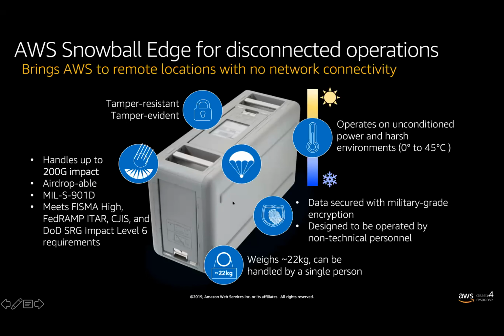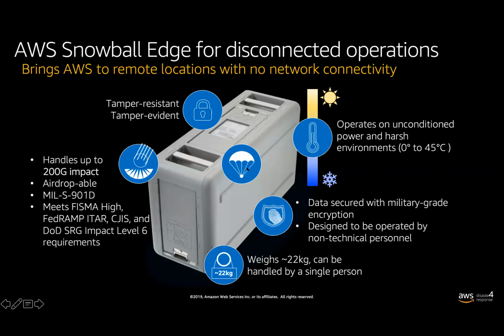This is a picture of the Edge device. It's a ruggedized device that you can use again in a connected or disconnected environment. It's really a little bit of a cloud in a box. It runs Amazon Compute or EC2 instances and comes with AWS S3, which is a simple storage service, on board, and also runs Lambda.